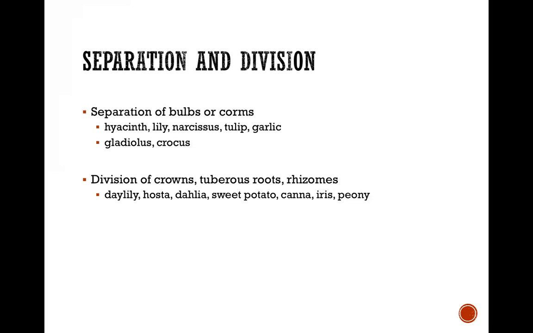You also have another group that you can divide up, the crowns or the rhizomes. This is what I was referring to in the beginning: you can divide them up, and at the end of the summer, you'll have more of these roots or rhizomes or crowns that you can break apart and then plant in other places or give away. And this is an example of division.